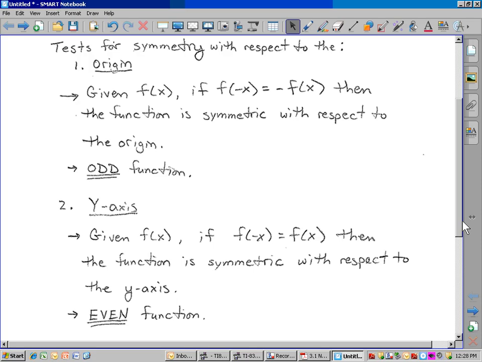Now these first 2 tests deal with a function and deal specifically with the second objective, classifying a function as even or odd. So given a function f of x, if f of negative x is equal to negative f of x, that's the test. We have to find f of negative x and negative f of x and compare them. If they are equal, then the function is symmetric with respect to the origin, and we can classify it as an odd function.